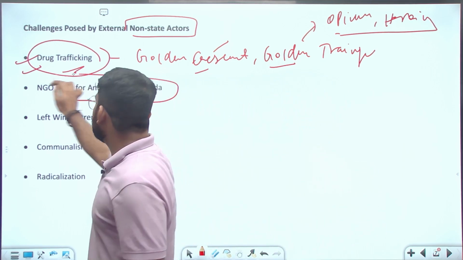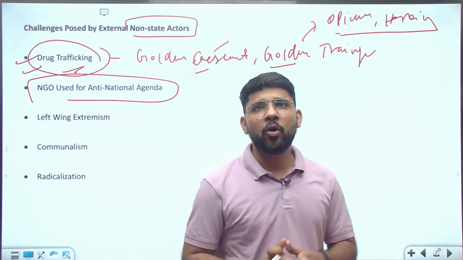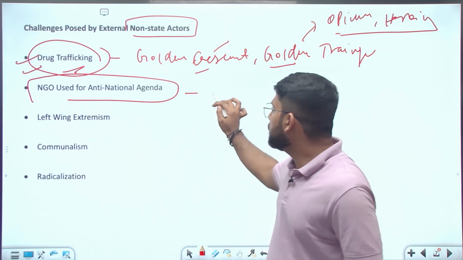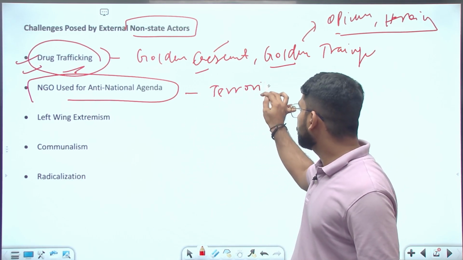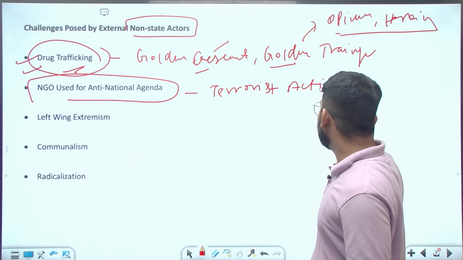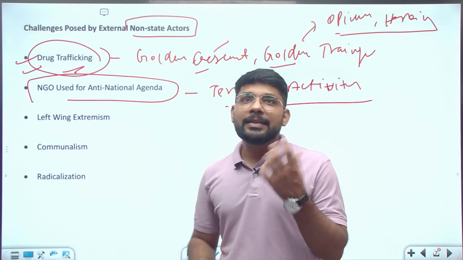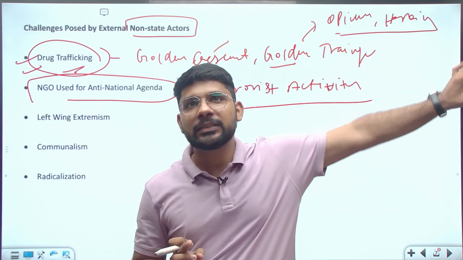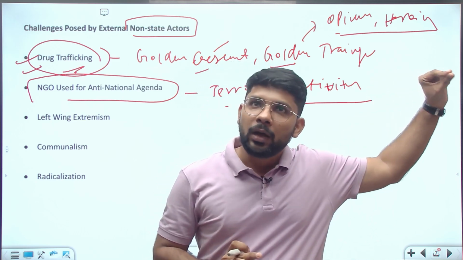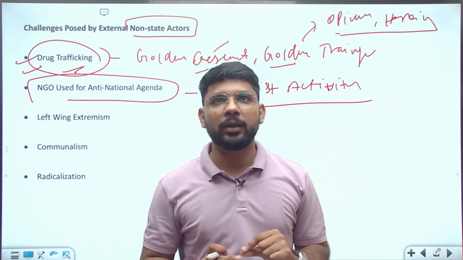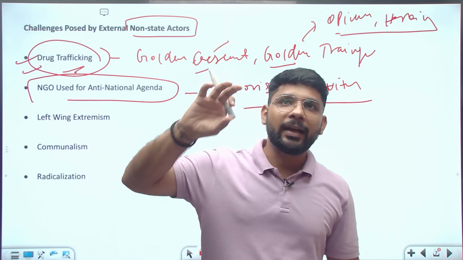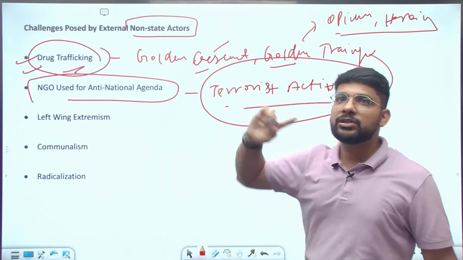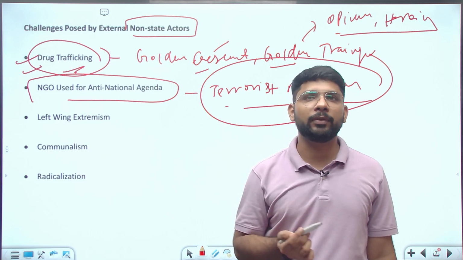NGOs used for an anti-national agenda. Recently, there were guidelines by the Home Ministry to control the funds of NGOs, to deregister the NGOs which are using their funds for terrorist activity. And these NGOs are funded by some actors who reside outside the state. Even the funding from the UK, even from China, even from Pakistan, and some of the actors outside the state. So these funds are used to destabilize the region, destabilize the country in one way or another.